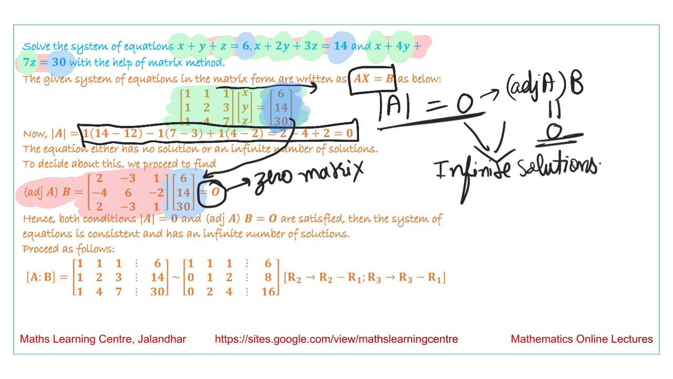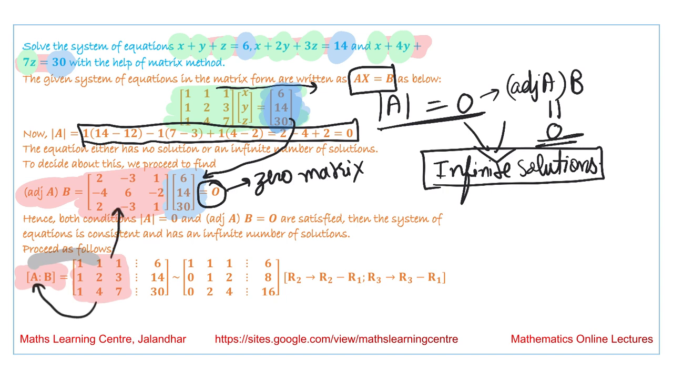So to solve this system for these infinite solutions, we are going to write the augmented matrix over here. Augmented matrix means this matrix we are writing in this way. This is the new matrix we have written. This is basically the matrix A, and this last column we have added is the matrix B.